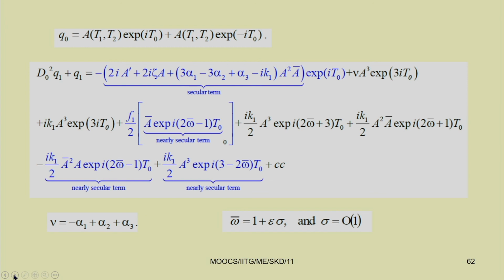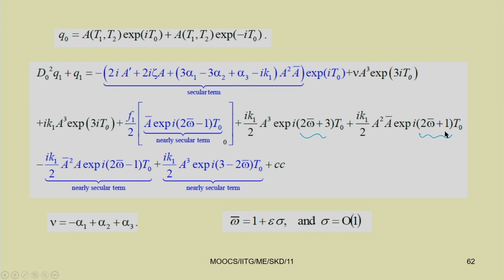So, now you can write this D0 squared q1 plus q1 equal to minus 2i a dash plus 2i zeta a plus 3 alpha 1 minus alpha 3 alpha 2 plus alpha 3 minus i k1 into a squared a bar e to the power i t0 plus nu into a cubed e to the power 3i t0 plus i k1 a cubed e to the power 3i t0 plus f1 by 2 a bar e to the power i (2 omega bar minus 1) t0, with this higher order frequency, 2 omega bar here and 2 omega bar here.